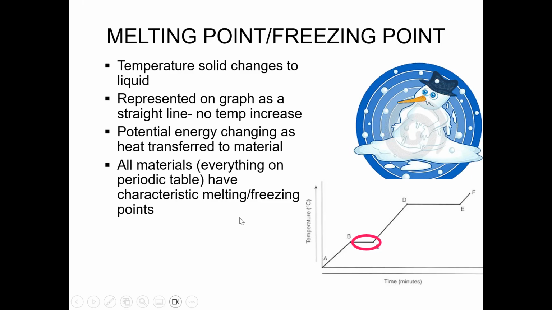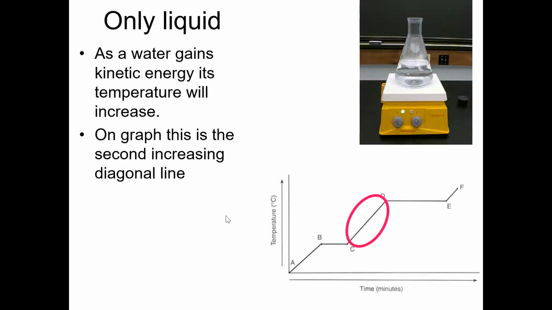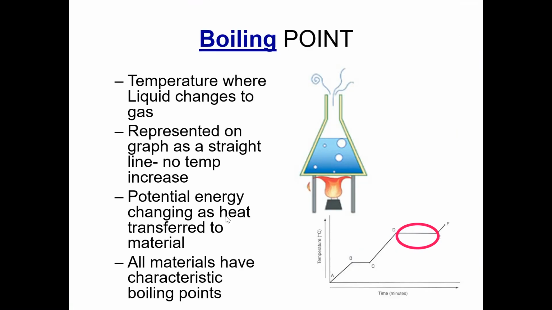It says here that everything on the periodic table, plus all substances, have their unique melting and freezing points. The next phase is when we're undergoing just liquid. Well, that's where you're heating it up. The water gains kinetic energy. How do I know that? Because the temperature is changing. If the temperature increases, the kinetic energy of the molecules is increasing. So that's that second X area between C and D, when it's just water, just liquid, and it's undergoing an increase in temperature until it gets to the boiling point.